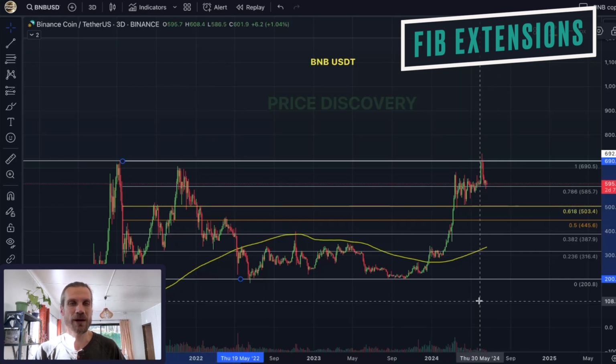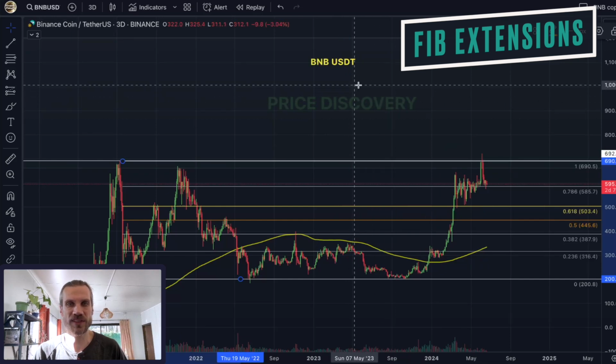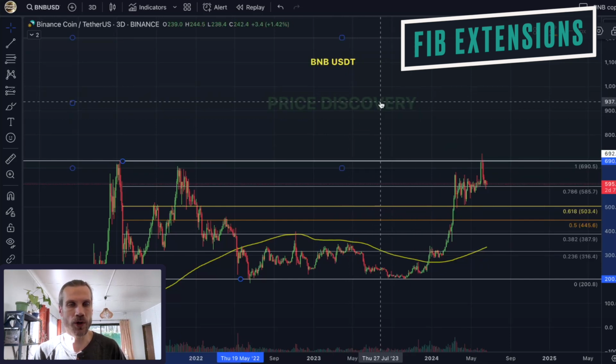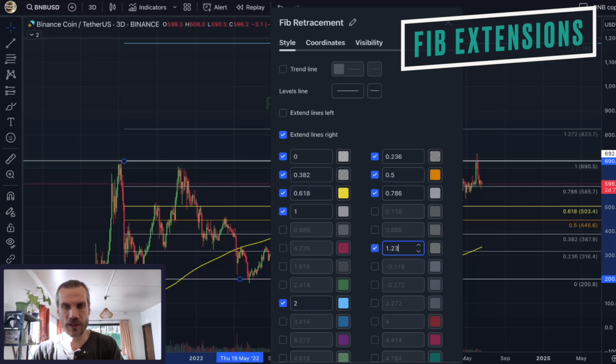As you can see here, a very significant level for the price action, bouncing off the 0.618 consistently once it's broken through. However, you might be saying, well, hang on a minute, we still have no support and resistance levels for price discovery. What do we do? Just double click on one of the Fib levels, and you just need to add them yourself. So in this case, we want to have number 2, the 200% level. We want the 1.236. We don't want it to be blue.